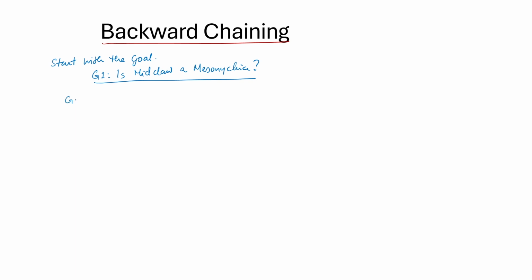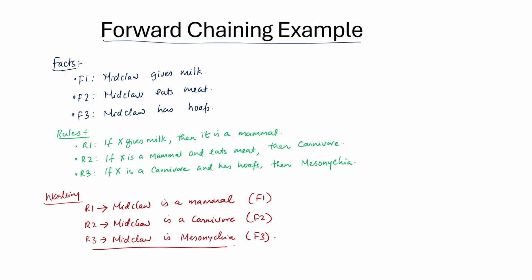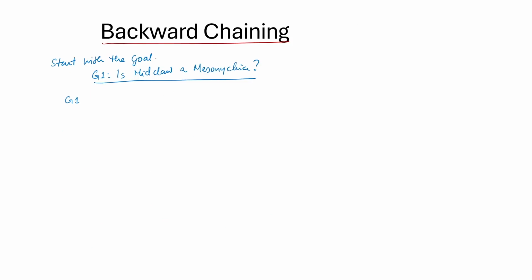Now, we say that G1, if you look into this one, matches the conclusion of R3. R1 is, if X gives milk, then it is a mammal. If X is a mammal, it means carnivore. So, we know those three rules. Forwarding that, we can say that G1 matches the conclusion of R3. So, then it sets up the premises as subgoals. Now, from here we create subgoals.